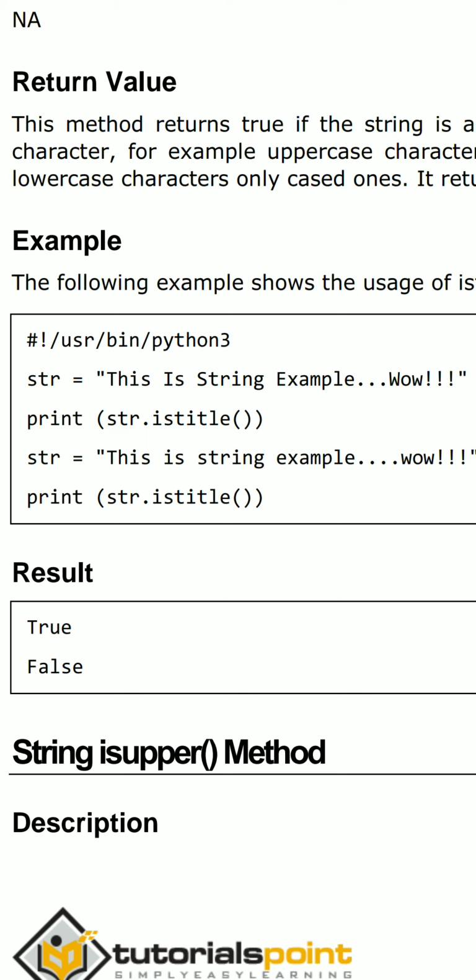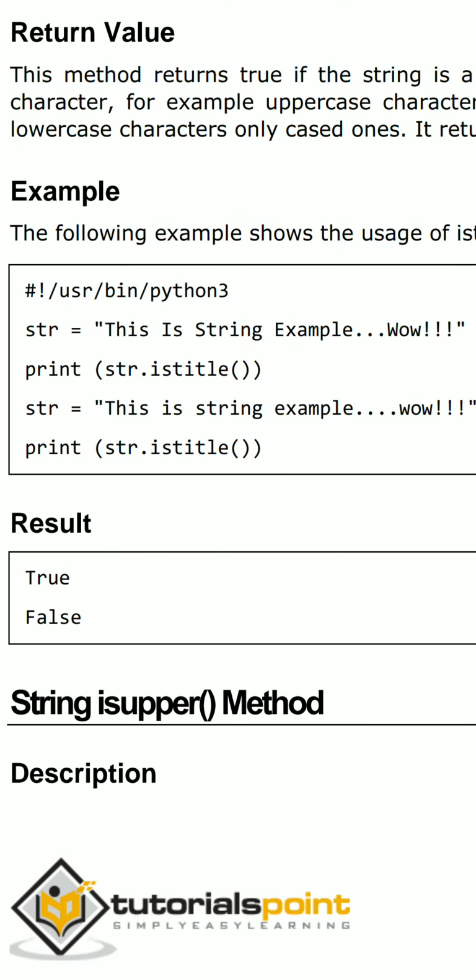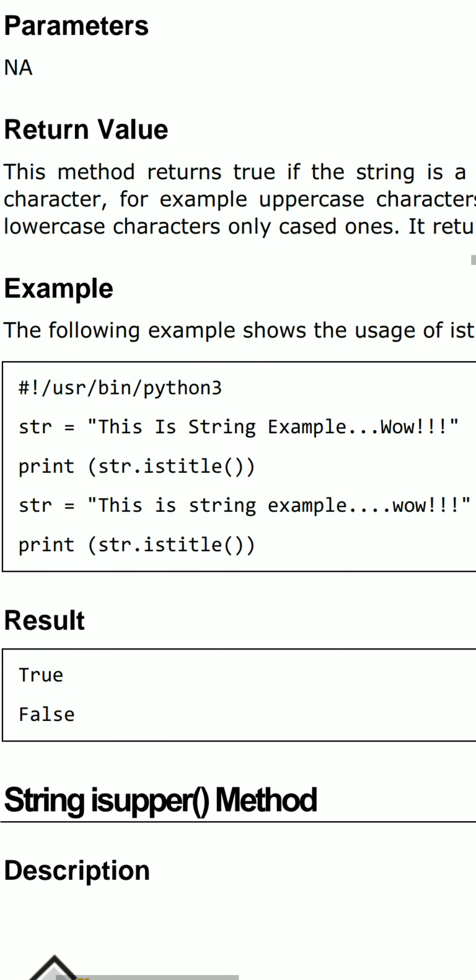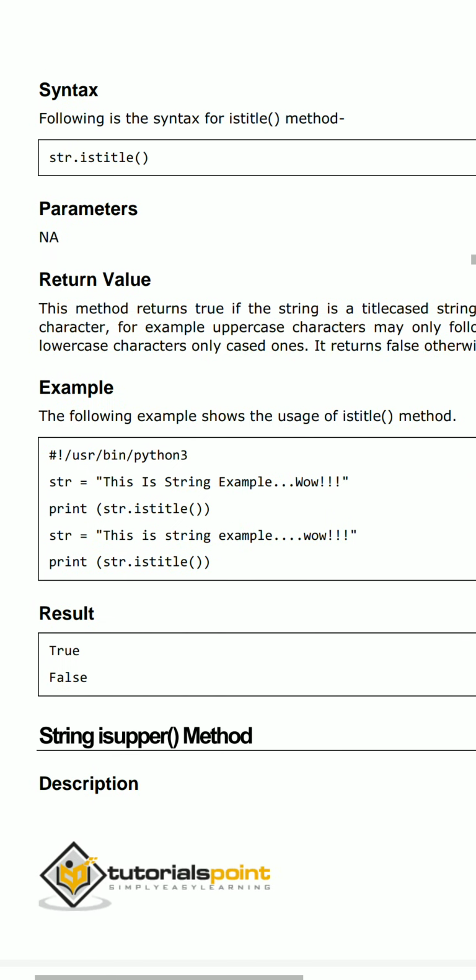Why? Because the first character in each word is in uppercase. That's why it returns the value as true. As for the second string in the same program, all the characters in the string except the first character of the first word are in lowercase. That's why it returns the value as false. So this is something about the title method in the strings concept.